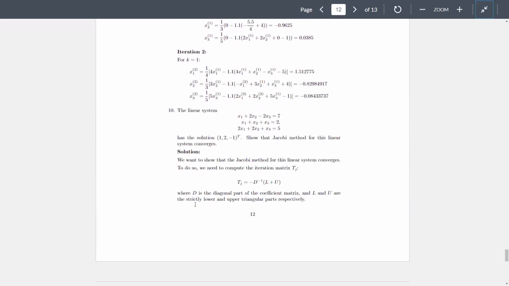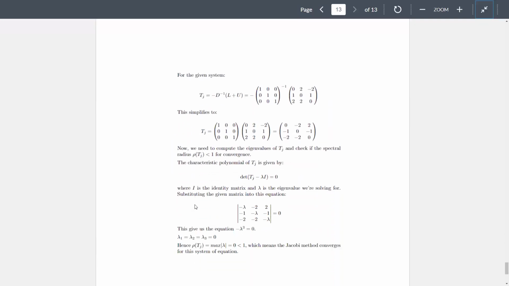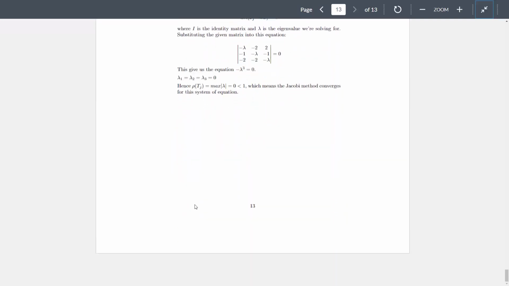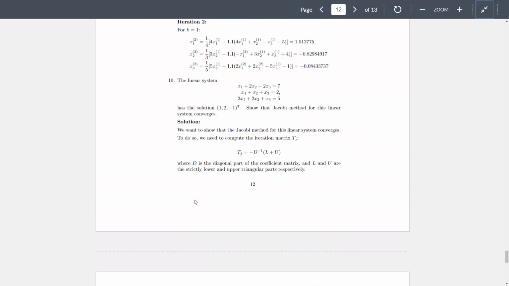And let me see. So one more thing I want to talk about is the 11 questions. This 11 questions is asking you to show that the Jacobi method for the linear system converges. And for this one, you actually need to compute. So this is something related to question 1. First, you need to calculate the actual TJ matrix, the iteration matrix here.